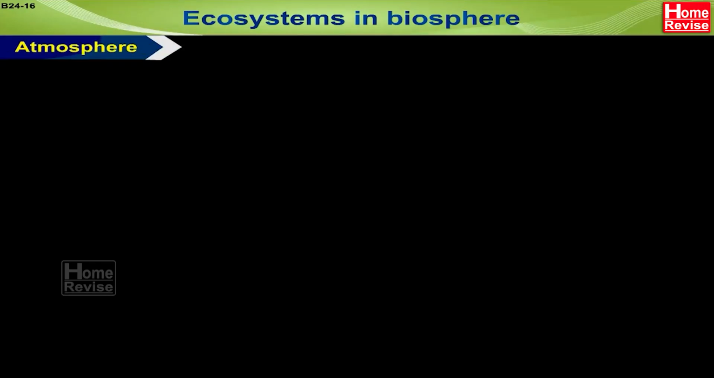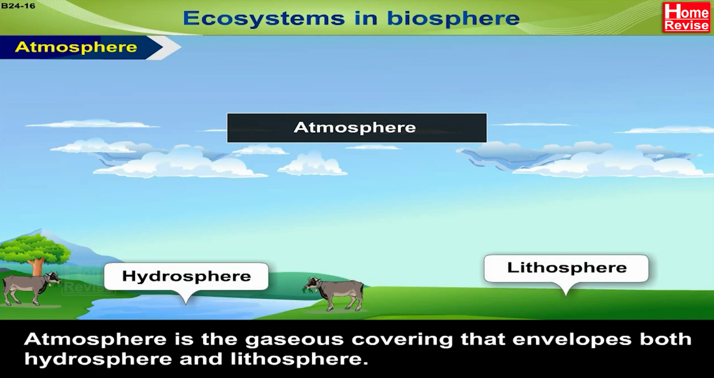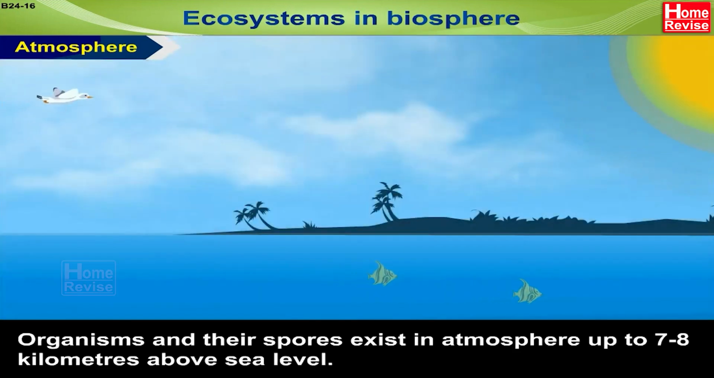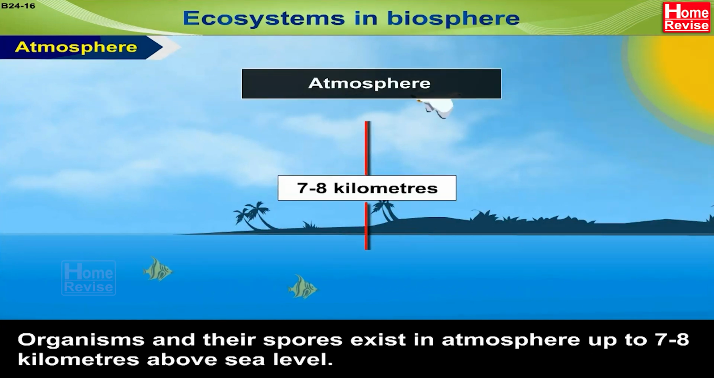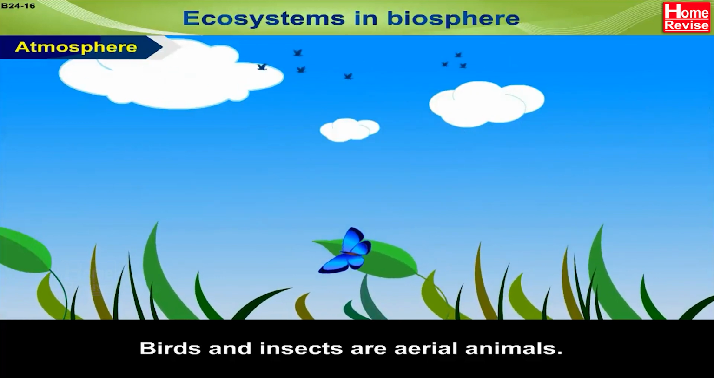Atmosphere. Atmosphere is the gaseous covering that envelops both hydrosphere and lithosphere. Organisms and their spores exist in the atmosphere up to 7 to 8 kilometers above sea level. Birds and insects are aerial animals.